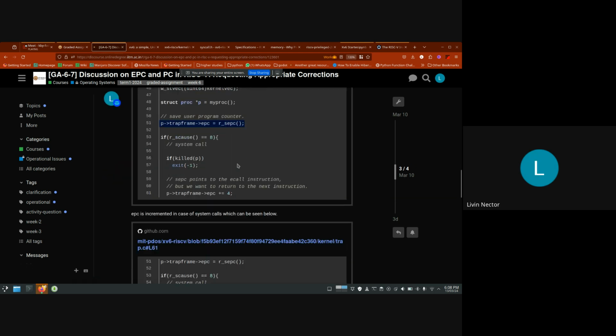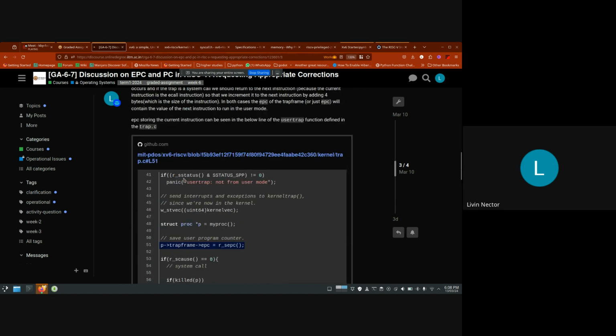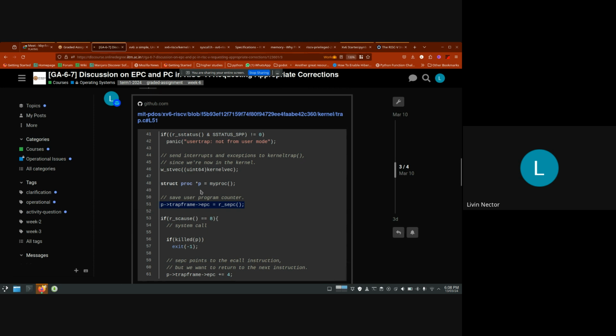So this part is actually saying that we are taking the SEPC and putting it in the EPC of the trap frame, right? That's the line that says this is what happens when the trap occurs. It's in the user trap function. When the trap occurs, we are saving it, right?